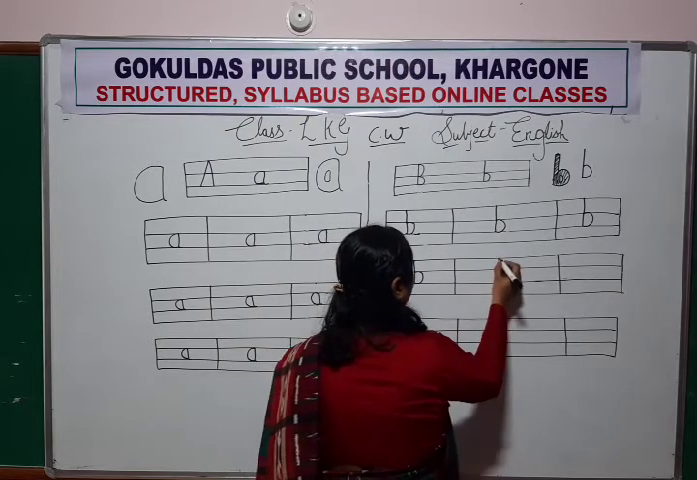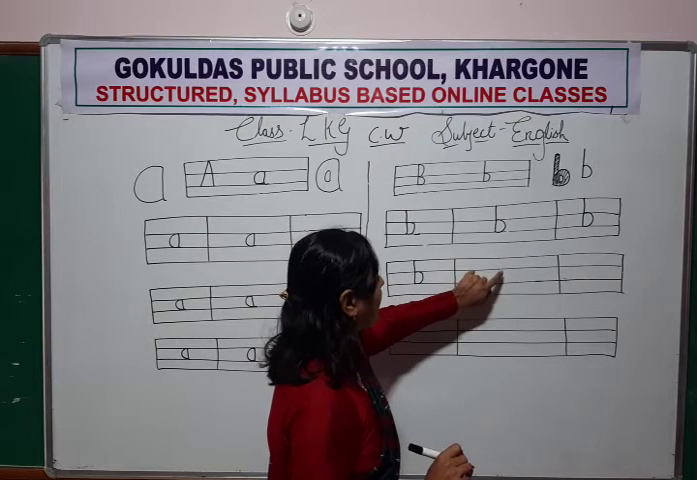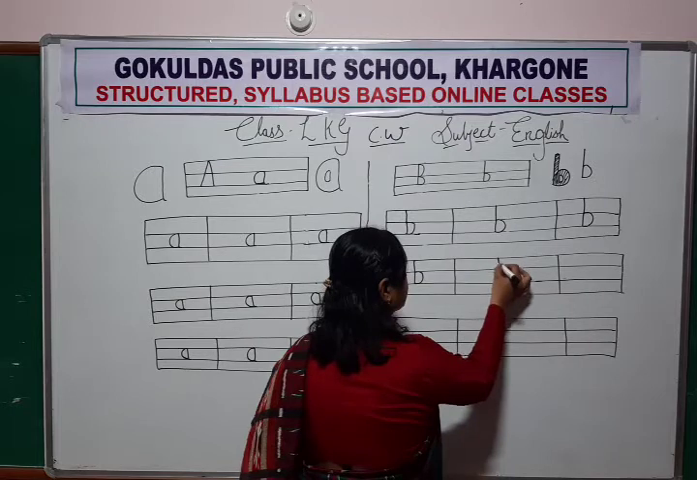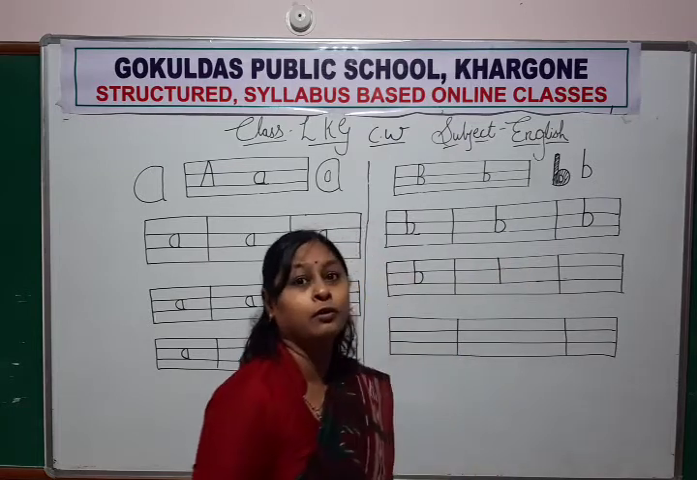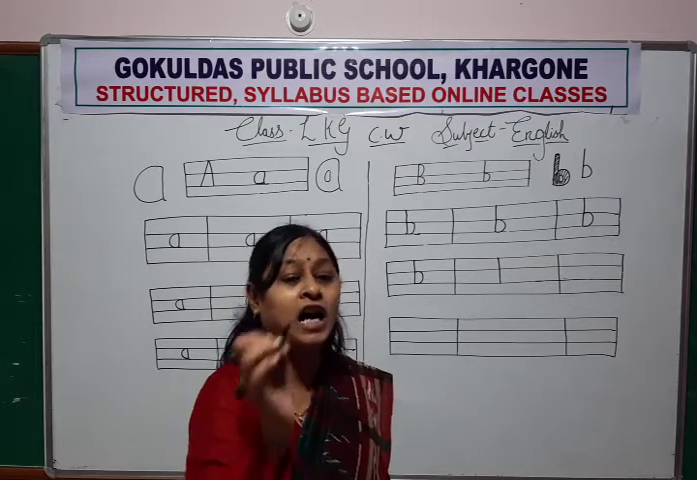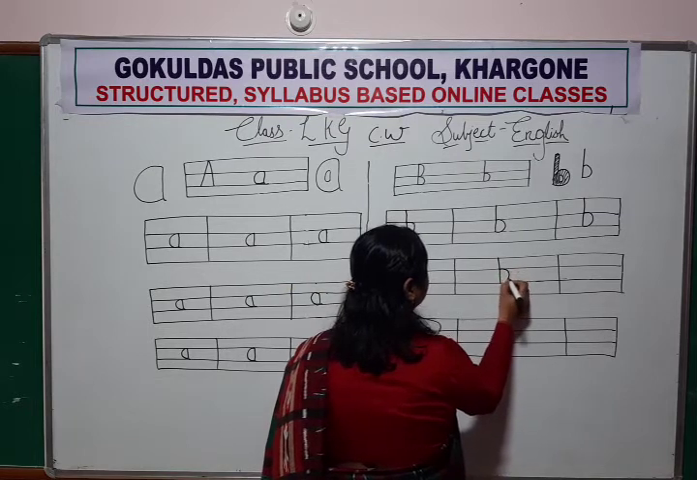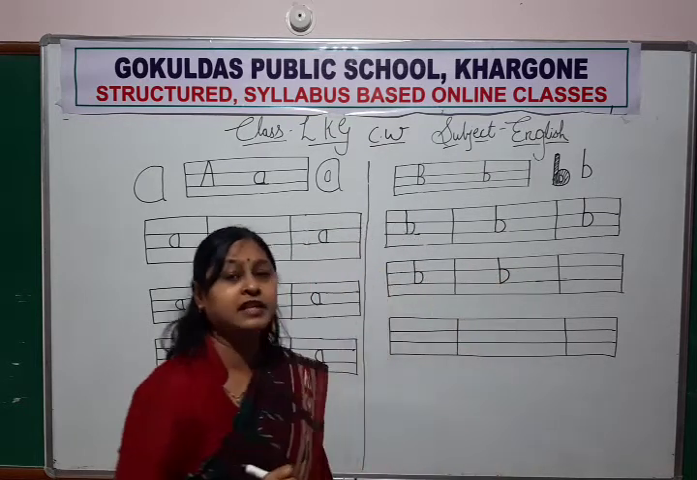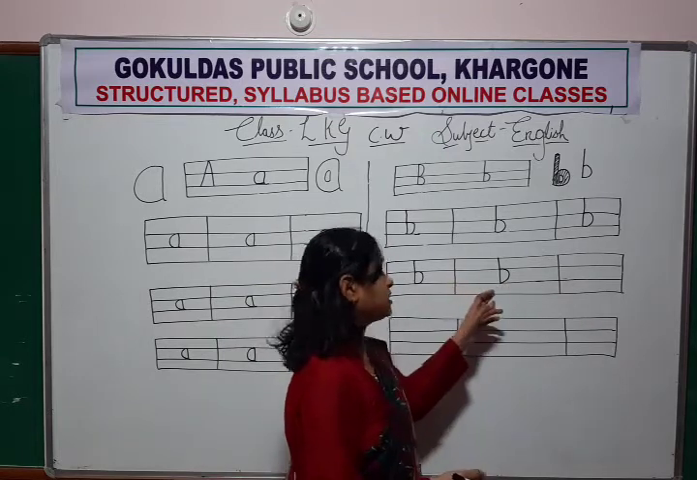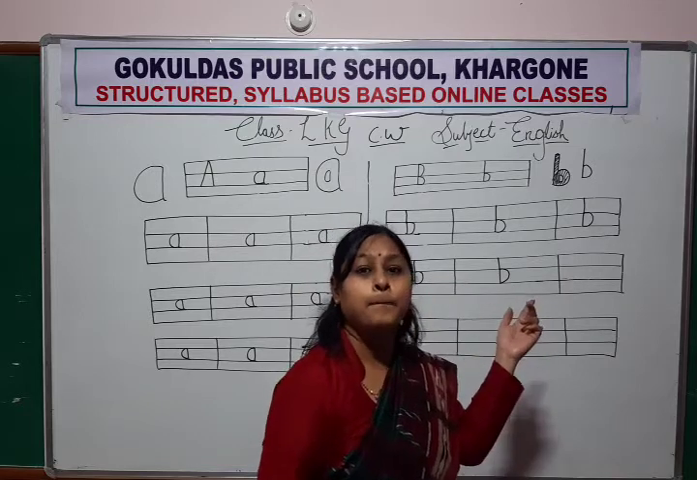Again, 2 dots were given. How many dots were given? 2. 1 and 2. So what will you do? First we will write standing line. And after that, half circle. So which letter is this? This is letter B. Baby B. And sound of B is B.